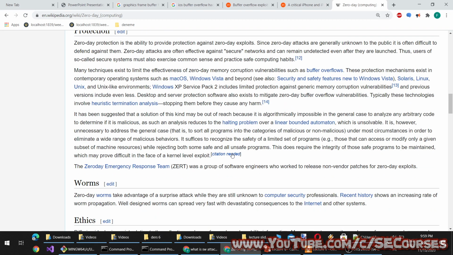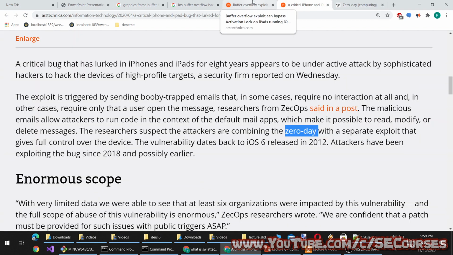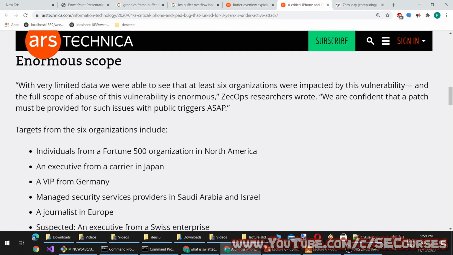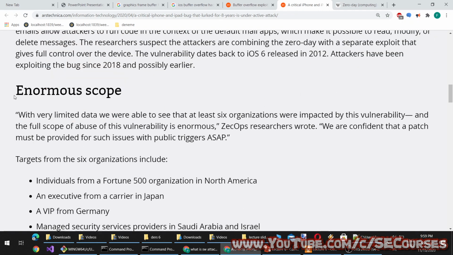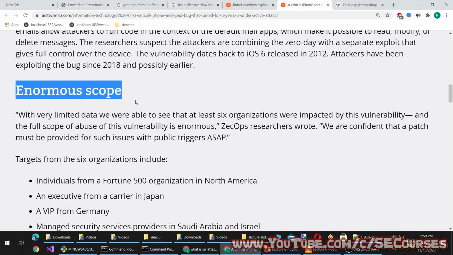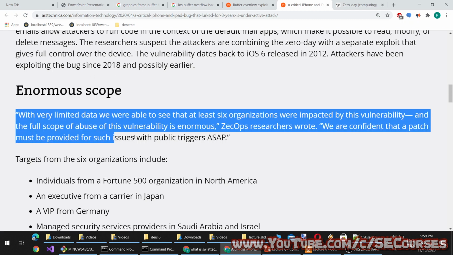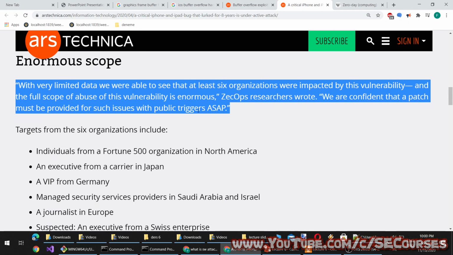Okay, and you can read more about that here. And let's continue to our recent memory error, memory exploit in iOS, iPhone and iPad. So, enormous scope. With very limited data, we were able to see that at least 6 organizations were impacted by this vulnerability, and the full scope of abuse of this vulnerability is enormous, SECourses researchers wrote. We are confident that a patch must be provided for such issues with public triggers ASAP.